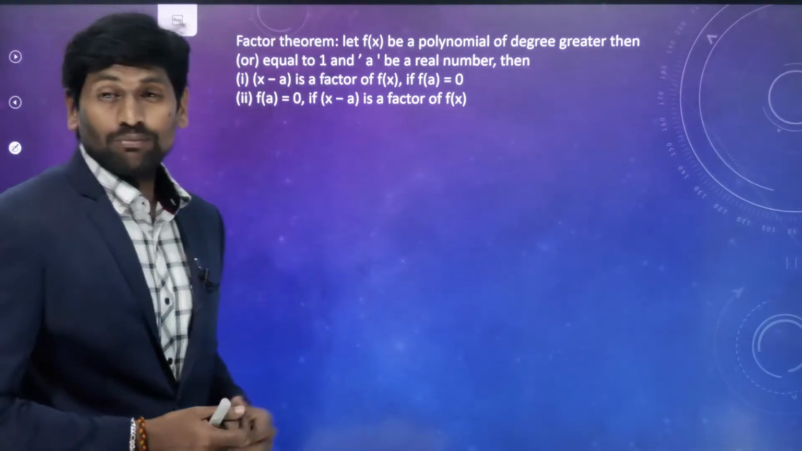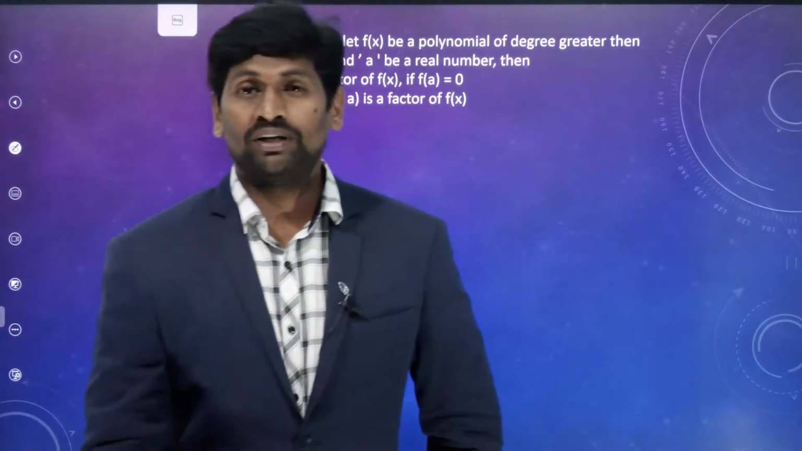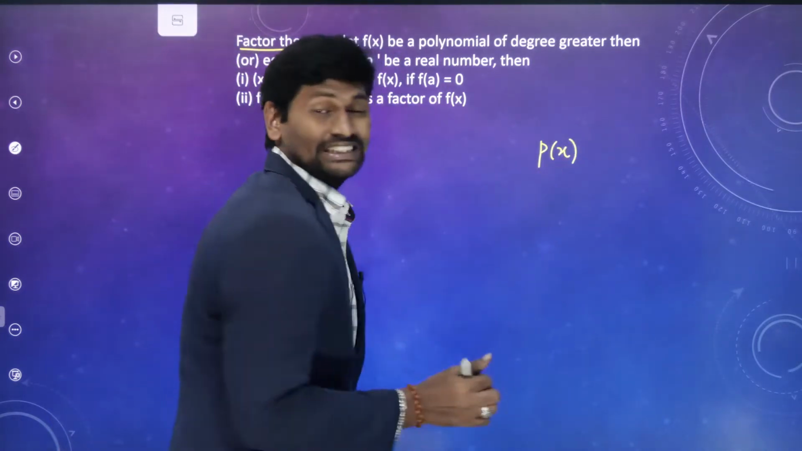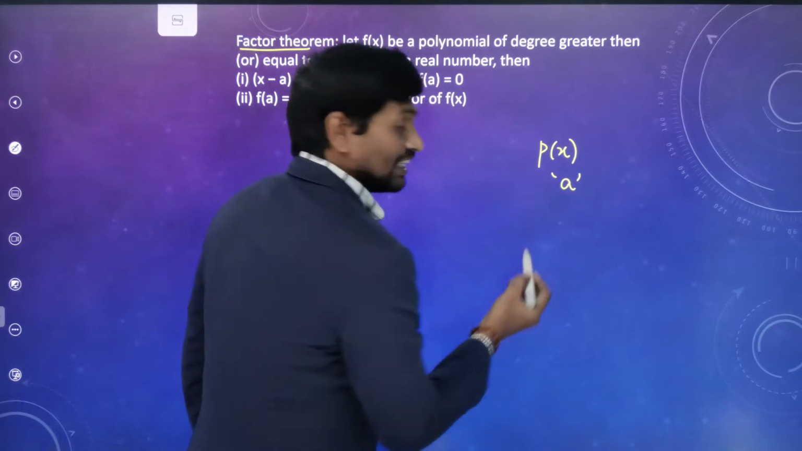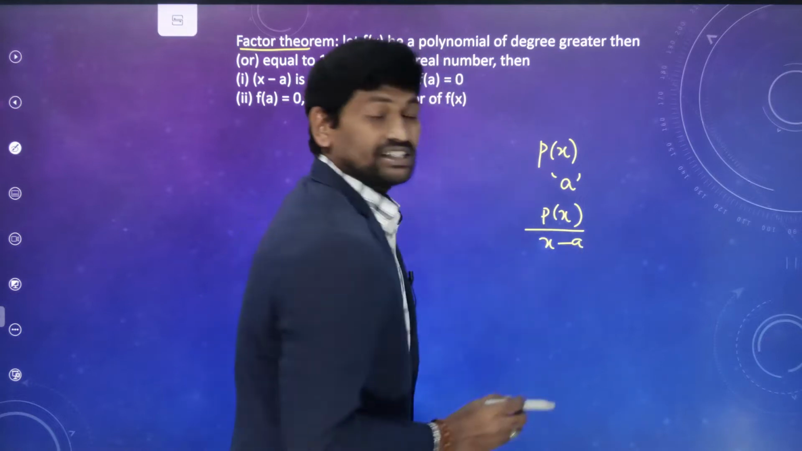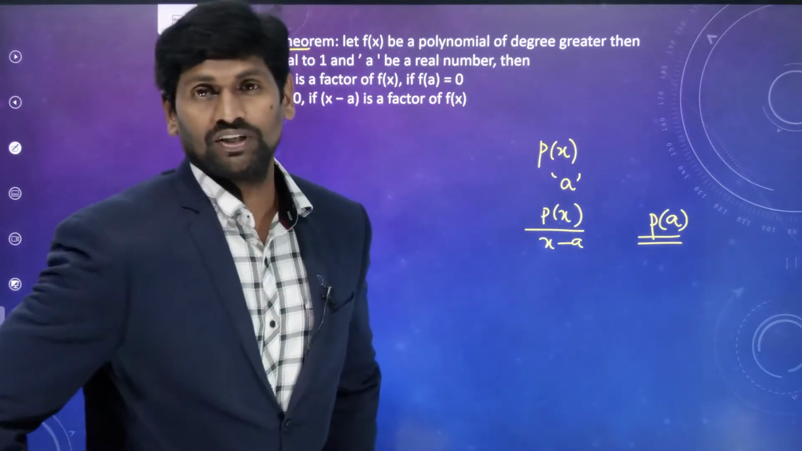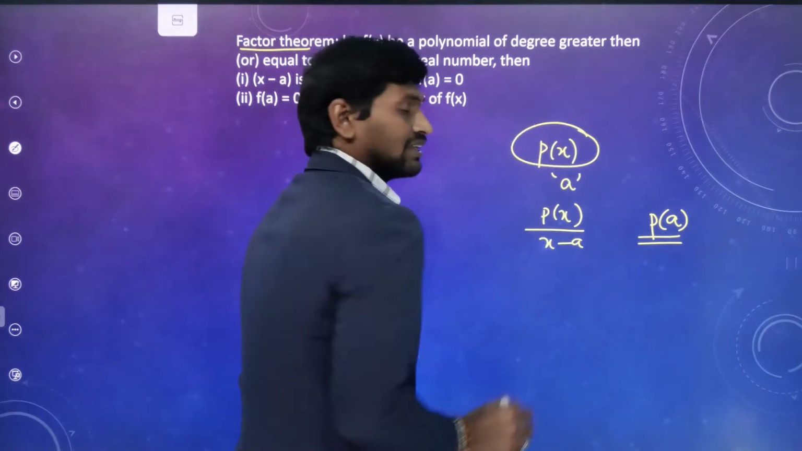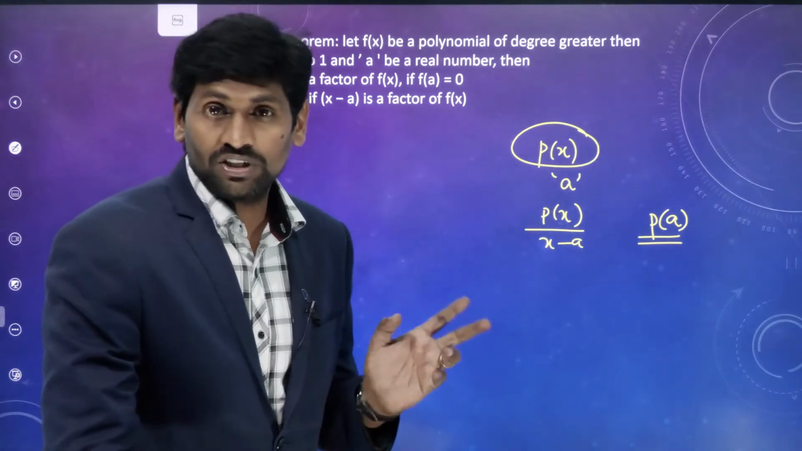Today we are going to discuss the factor theorem. Previously we discussed the remainder theorem. So what is the remainder theorem? If p of x is a polynomial whose degree is greater than or equal to 1, and a is any real number, if p of x is divided by x minus a, then the remainder is p of a. That means you have to understand that any polynomial you take must have degree greater than or equal to 1.